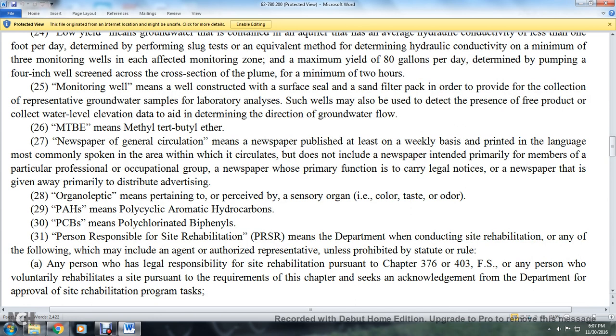Organoleptic means pertaining to the perception by the sensory organs of color, taste, or odor. PAHs, polycyclic aromatic hydrocarbons. PCBs, polychlorinated biphenyls.